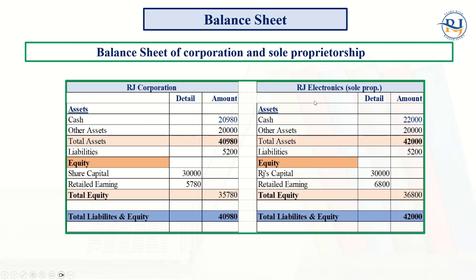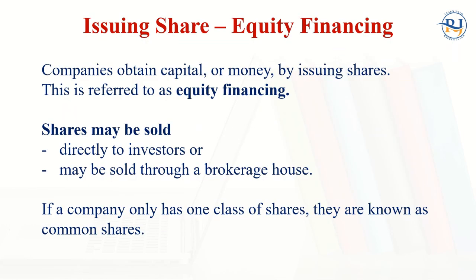In case of RJ Electronics, the sole proprietorship, we have the cash, other assets, the total assets $42,000, liabilities, and RJ's capital, and the retained earnings is 6800, which is known as the net profit. Instead of writing retained earnings here, we can write net profit. That is the appropriate word in case of a sole proprietorship. And here the total equity, meaning owner's equity, will be this much. So this is the major difference between the financial statements of the corporation and of the sole proprietorship.